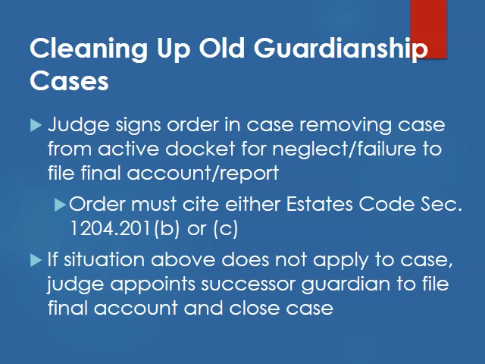With the reporting of the active guardianship information, substantial issues with old, open cases have been revealed. To get an accurate number of active guardianships, you should clean up your old cases and get them closed. The judge can remove cases from the active docket in one of two ways. If relevant to the case, the judge can sign an order removing the case from the active docket for failure to file a final account or report. The order must cite either Section 1204.201B or C of the Estates Code. If those sections of the Probate Code do not apply, the judge can appoint a successor guardian to file the final account and close the case.